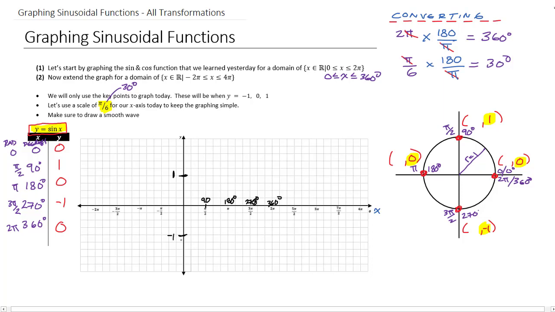Because for our starting graph, the highest it goes is 1, the lowest it goes is -1. So just so I can get a better picture of what it looks like, I'm going to extend my scale a little bit. We start at 0, then at 90 degrees or pi over 2 we're at 1. Then at pi, we're back to 0. Then at 3 pi over 2 or 270 degrees, we're down at -1. And then back to 0 at 2 pi. So this is the graph.